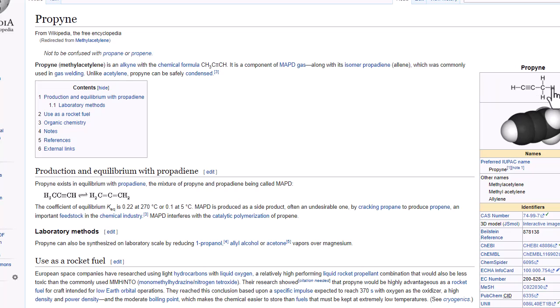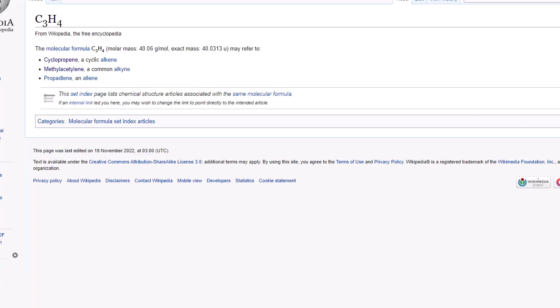We've got our 3 carbons. If you count the hydrogens, you see there's 4 of them. This is used in some types of torches. If you use MAP gas, this is used. And still, we can go back again.